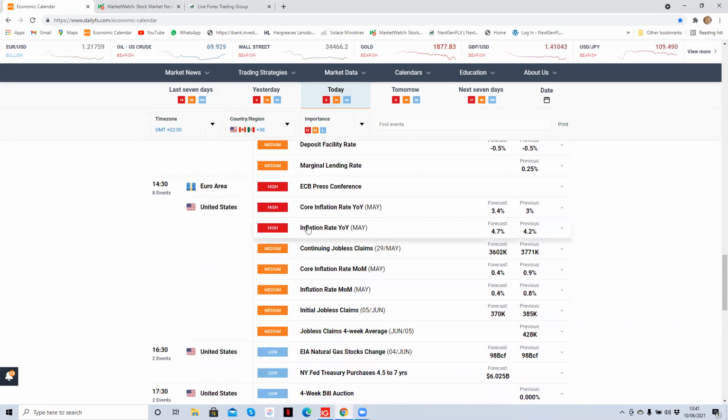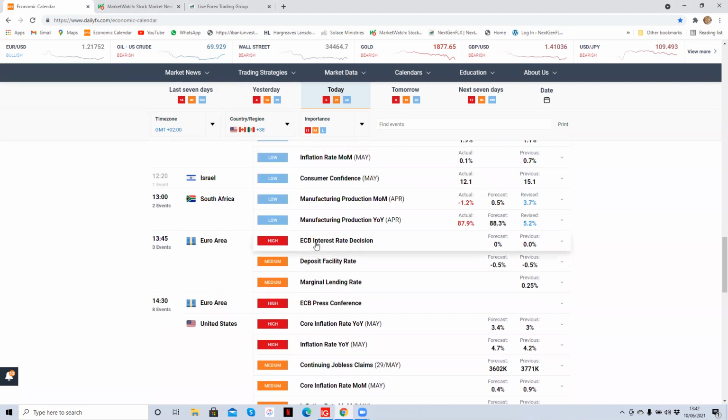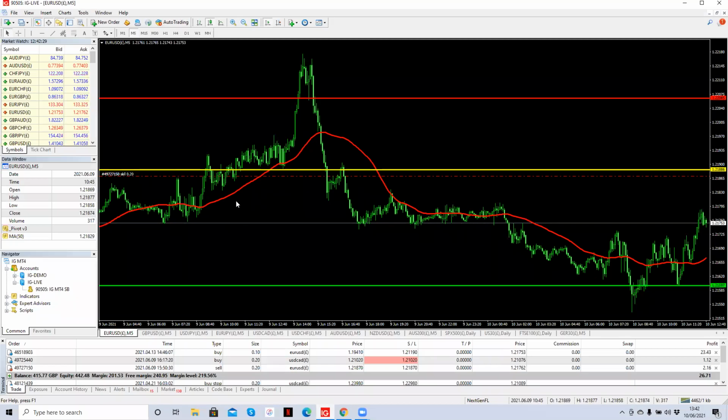At 2:30 also, we have the last report of high importance today, the US inflation rate. But in view of the fact that interest rates are of very high significance when it comes to currency trading, because of this interest rate decision at 1:45, we're not going to wait for the 2:30 US report. We're going to start trading the euro US dollar now. But for all other currency pairs like the dollar, Canadian dollar, we'll wait till 2:30 before we trade that. So let's go to the charts.